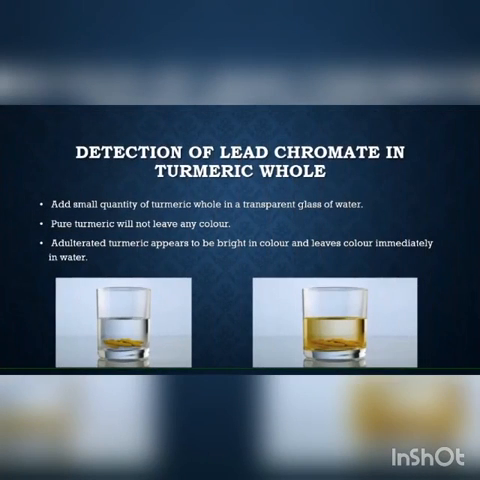Okay. Now, how can we detect lead chromate in whole turmeric? Add a small quantity of whole turmeric in a transparent glass of water. If the turmeric has lead chromate, then the water will change color. A color change will be found in the glass containing adulterated whole turmeric.